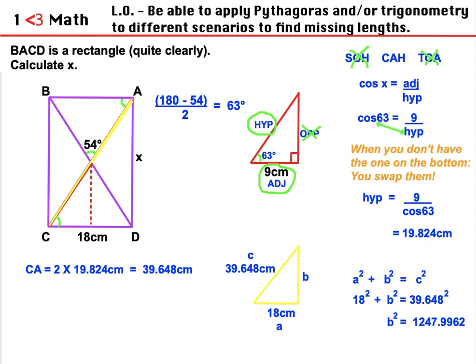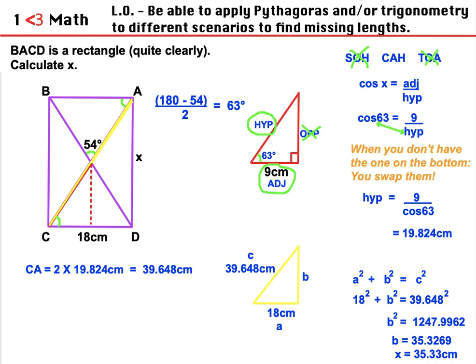So B squared, I'm going to subtract 18 squared from 39.648 squared. B squared equals 1247.9962. Then I need to square root that. That gives me B equals 35.3269, and rounding that to two decimal places and calling it x because that's what we're asked to calculate, it's 35.33. The 2 rounds up because of the 6 next to it. So that would be one way of doing it.